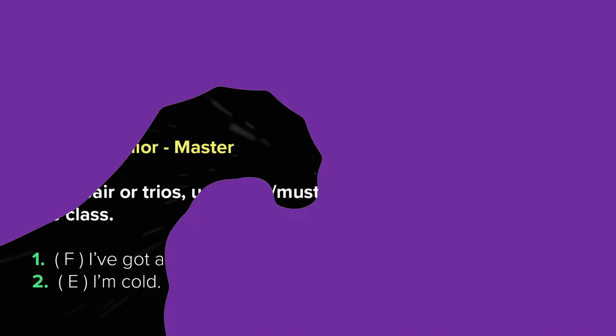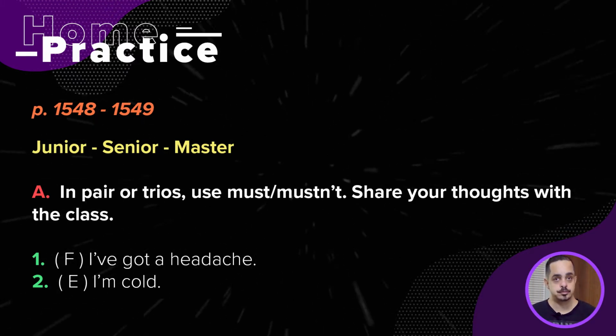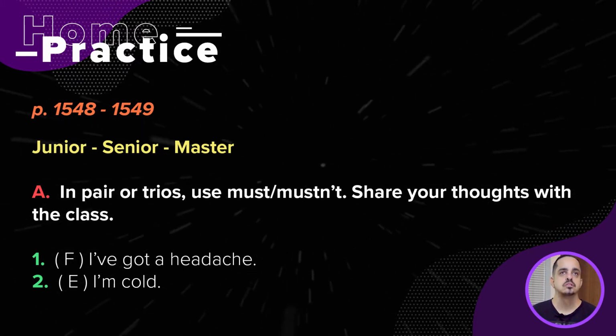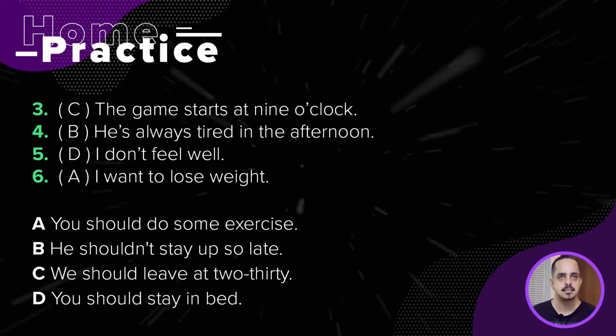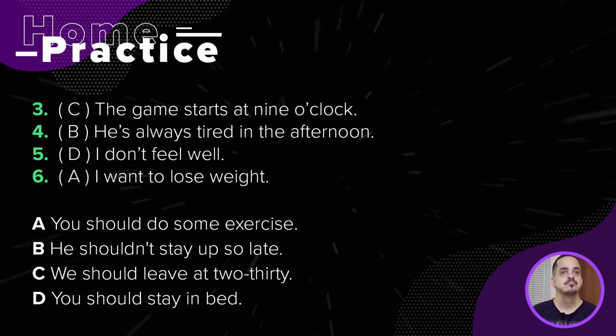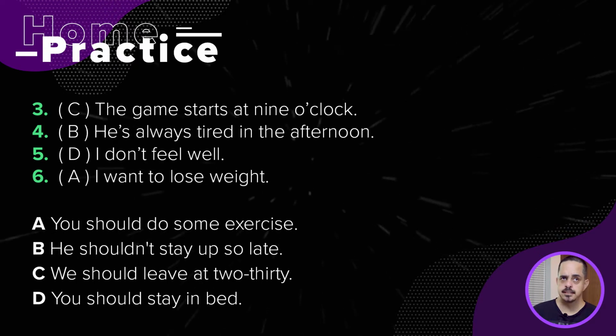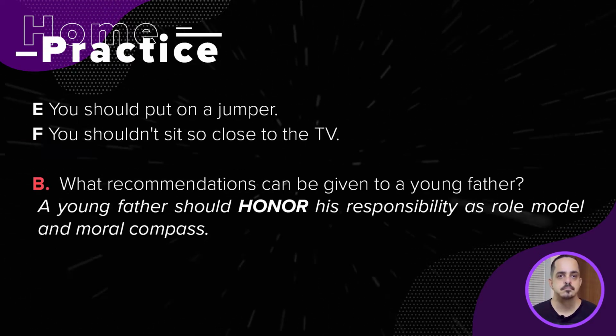So let's go to our home practice. It starts on page 1548. On the first exercise, letter A, you had to connect the two columns. So, number 1, I've got a headache, is letter F. Number 2, I'm cold, letter E. Number 3, the game starts at 9 o'clock, letter C. 4, he's always tired in the afternoon, letter B. 5, I don't feel well, letter D. And number 6, I want to lose weight, is letter A.